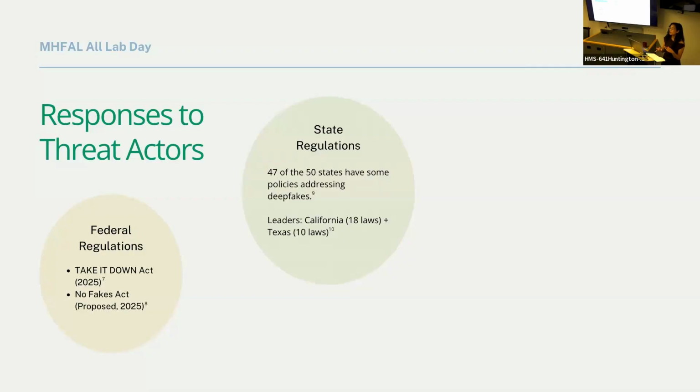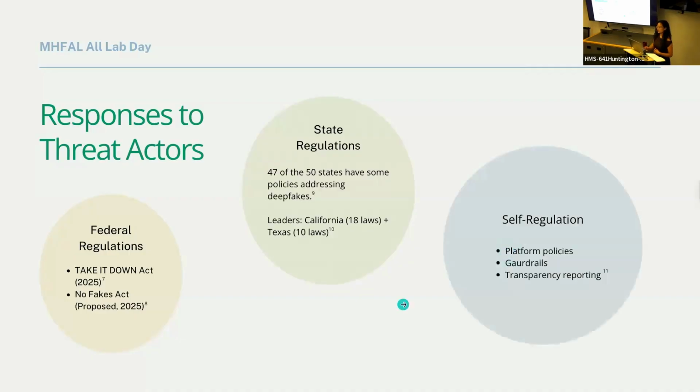But when I read things like this, I always remember that people recognize state boundaries, but the internet doesn't. So one can argue, what role do state regulations have in all of this? And then the third bucket that's important is self-regulation. Self-regulation includes companies setting their own internal policies because they know their technology best, and guardrails and transparency reporting. And this is also a response to the inefficiencies of state regulations in the United States.